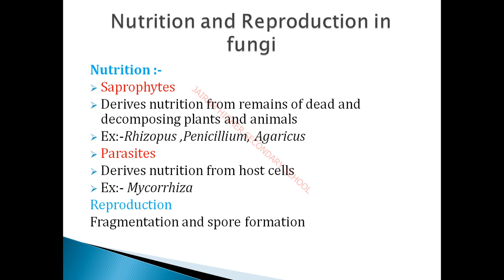So here, no new characters will be formed. Like the parent cell, its copies keep getting produced in the following generations. So that is asexual reproduction. And fragmentation and spore formation are the two modes of asexual reproduction. So spore formation: spores are the powdery substance present in the dead and decomposed organisms.